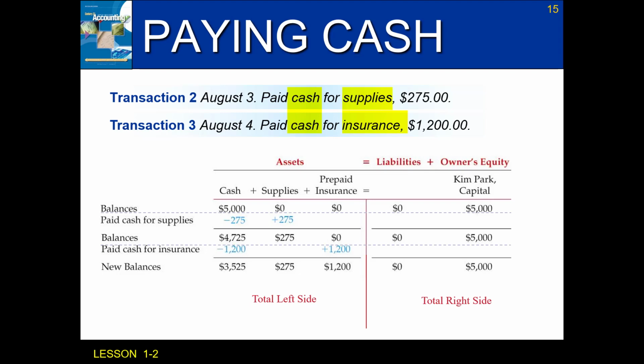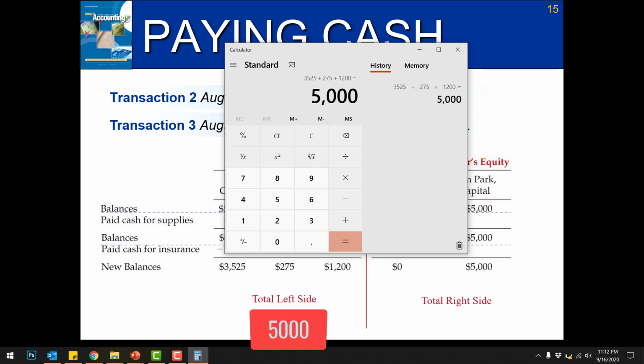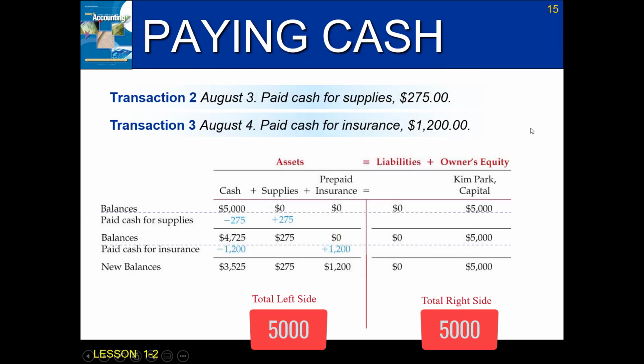If I take out my calculator and I add 3,525 plus 275 plus 1,200, I get 5,000. So my total on my left side is 5,000. And on my right side, if I take 0 plus 5,000, oh, shockingly, I get 5,000. So my left side still equals my right side. I'm in balance, and I'm happy with my accounting equation.